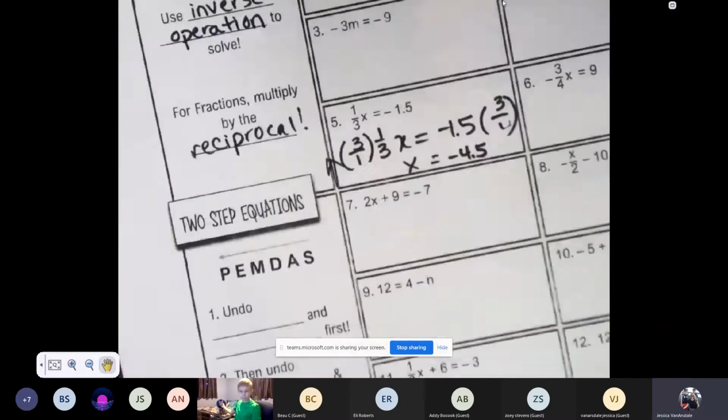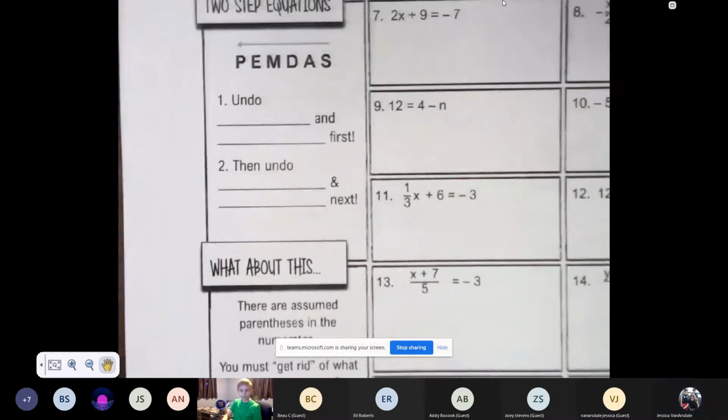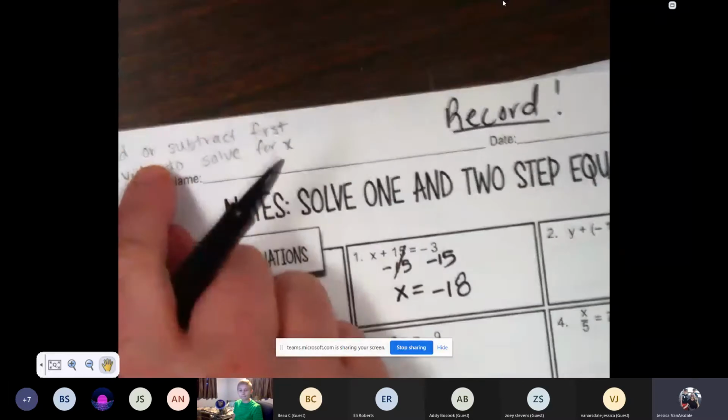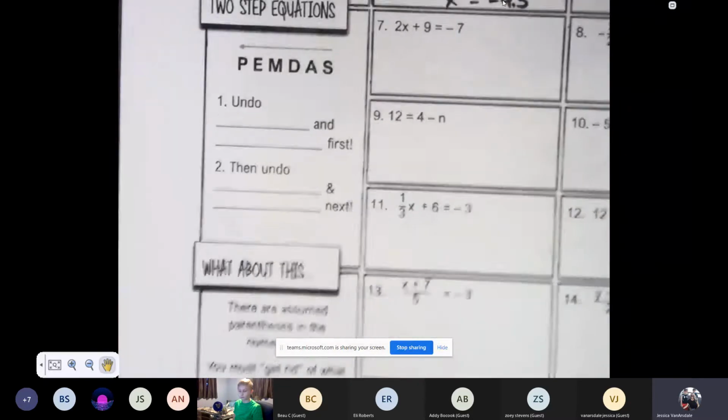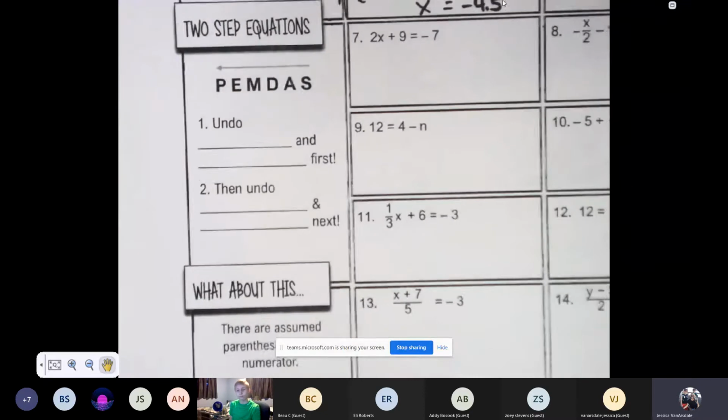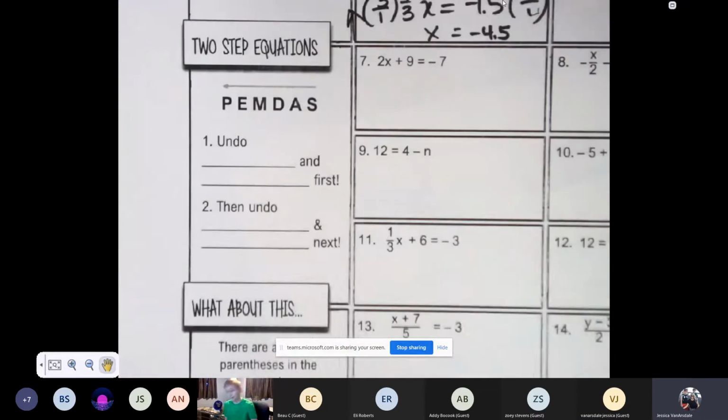Okay. All right. Now, two-step equations. These are the ones that we talked about here, where you add or subtract first, and then you divide by x. That's what you do for two-step. Now, I said earlier I was going to explain it in a different way, and I'm going to explain it in a way that was explained to me once.